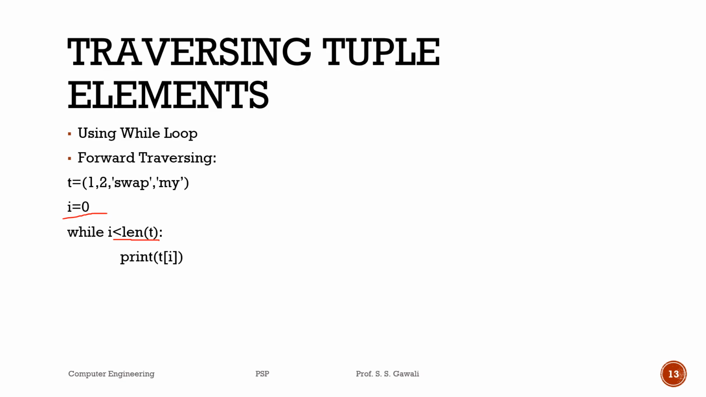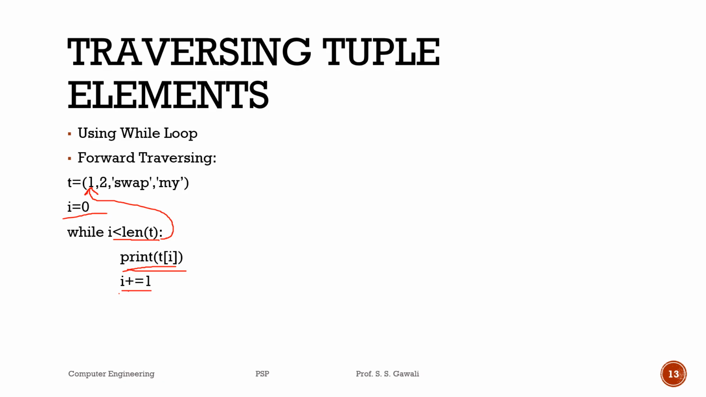Then print t of i. That is nothing but we want to retrieve the element present at that particular index position. It means it's going to start with 0, right? After 0 I want to jump to 1. So i plus equal to 1 is very important in a while loop, otherwise it will be an infinite loop. So the first time the i value is 0. Yes, 0 less than 4. So it's going to display the element present at the 0th position. Which element is present at the 0th position? 1. So the output is going to display 1.